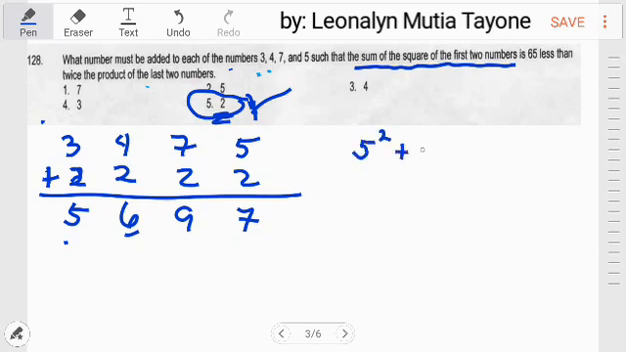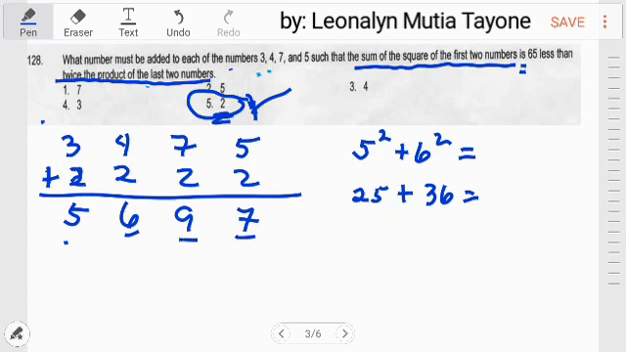So, square plus, yan. This is 25 plus 6 times 6, this is 36, is, meaning, equals yan siya. 65 less than twice, when we say 65 less than, that is minus 65. So, mamaya na yan. Twice the product of the last two numbers. Last two numbers. Twice the product. So, twice the product of the last two numbers natin na 9 at saka 7 minus 65.